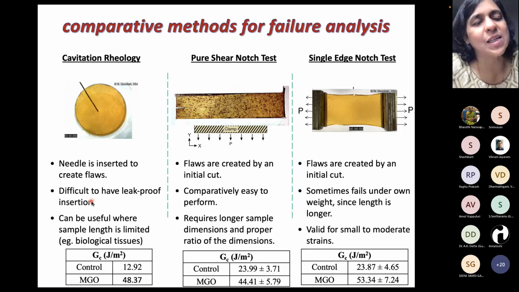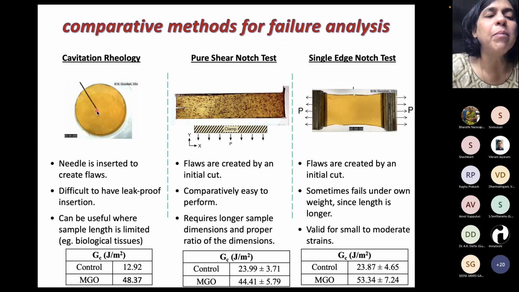Not all students will have success because a lot of the time the bubble seems to propagate along the needle-gel interface, which is the weakest. And so it's always difficult to have a leak-proof insertion until you come up with clever techniques and you know what your gel looks like. So Anshul seems to have perfected this method, which is why we're getting very fast data with this technique. It is extremely useful when, for example, sample dimensions are limited, like I mentioned in the case of cornea, where he's trying these experiments.